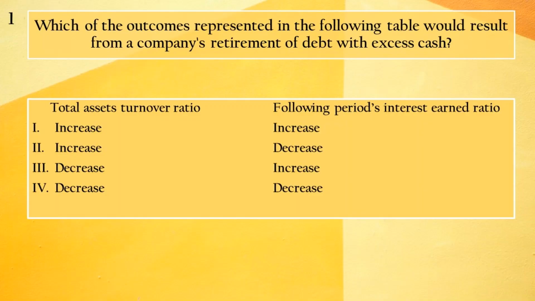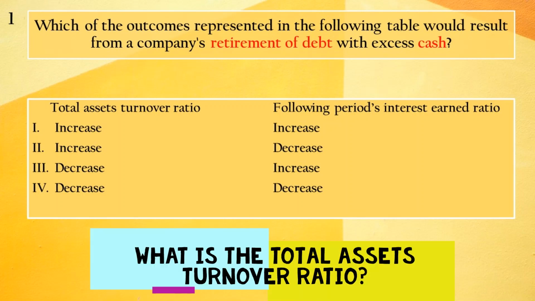Number 1, which of the outcomes represented in the following table would result from a company's retirement of debt with excess cash? So keywords here, we're looking at a company's retirement. That means that they are paying all their debt with extra cash that they have on hand. So the first column, we have total assets turnover ratio. Second column, we have the interest earned ratio.